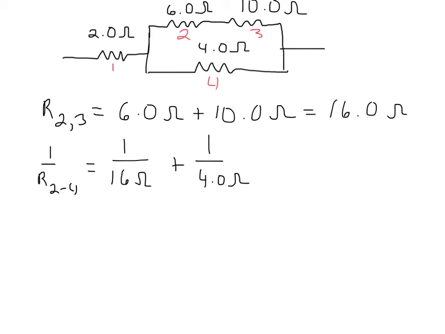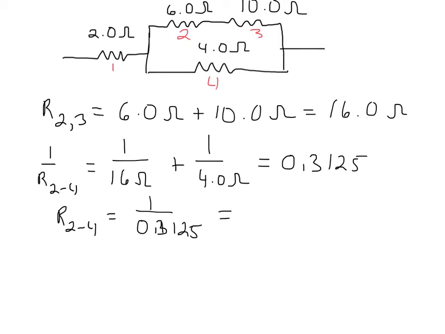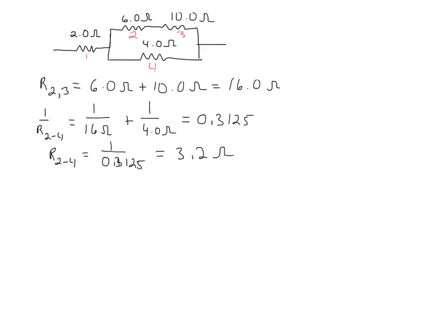And when we do that math, we're going to get 0.3125. And so we have 1 over R2 through 4 equals that. So now we get R2 through 4 equals 1 divided by 0.3125. And when we do that math, we get that R2 through 4 equals 3.2 ohms. I'm going to shrink this down a little bit. So now all that's left is to include 1 in this now.